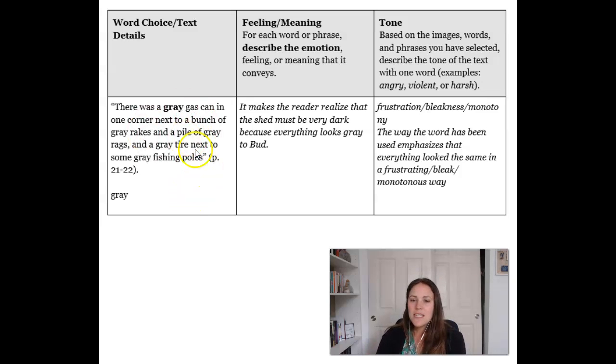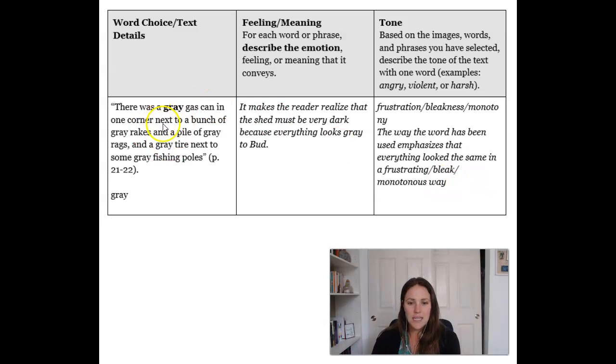So this example helps the reader realize that the shed must be very dark, and everything looks so gray to Bud, so it's obviously not a brightly lit area, right? That would be like the literal meaning. And the tone that you get from that, right? That's going to be based on the images, words, or phrases. It helps you see what the character or the author feels about this certain situation or person.